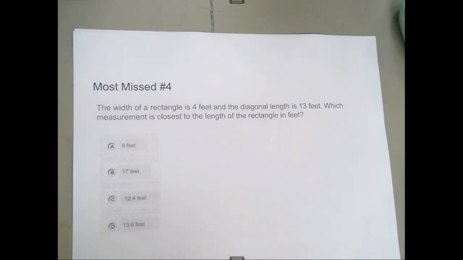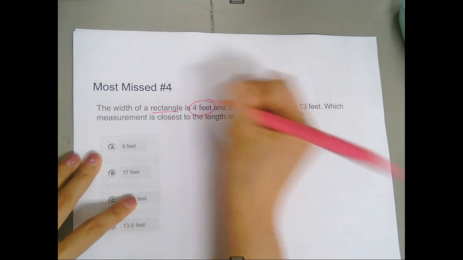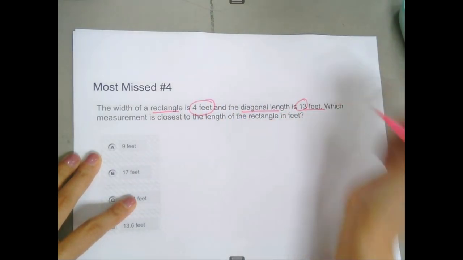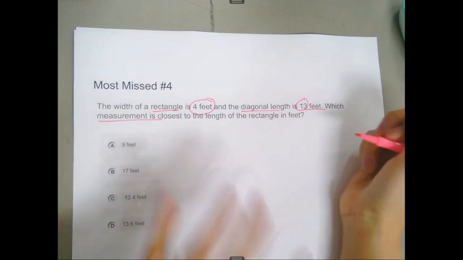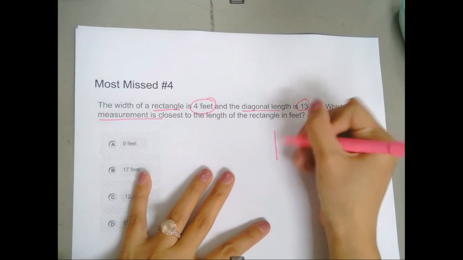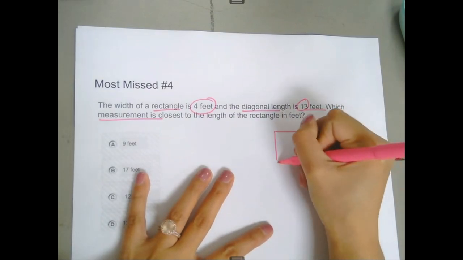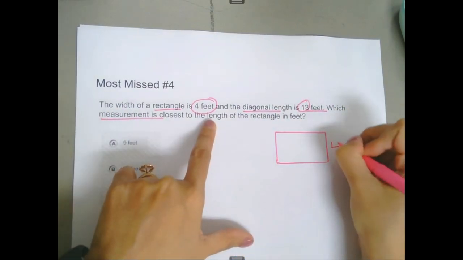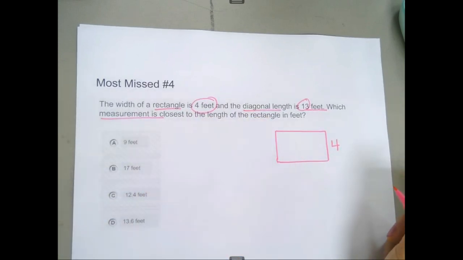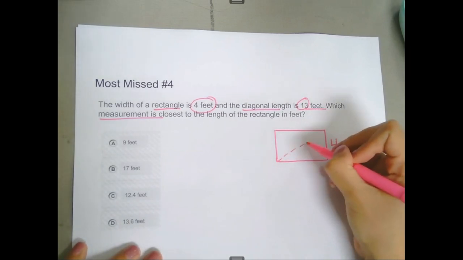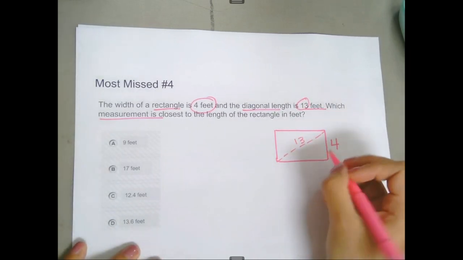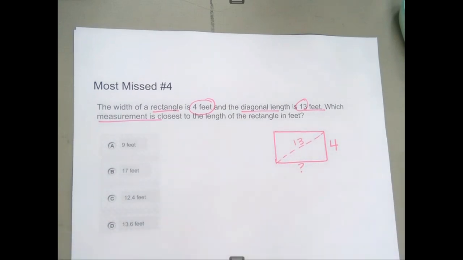All right, most miss number 4. The width of a rectangle is 4 feet. Sorry about that. And the diagonal length is 13 feet. What measurement is closest to the length of the rectangle in feet? So the first thing I'm going to do, just to make it easy for me, is draw a picture. So here's my rectangle. It says the width is 4 feet and the diagonal is 13. So remember that a diagonal goes from corner to corner. Okay, and it's asking for the length of the rectangle.